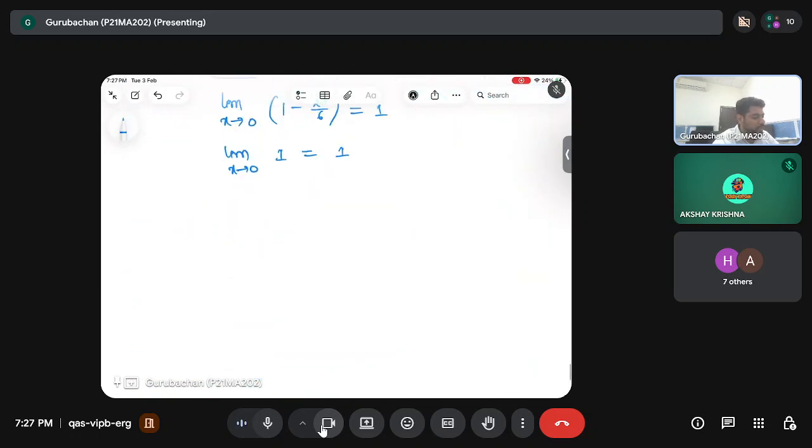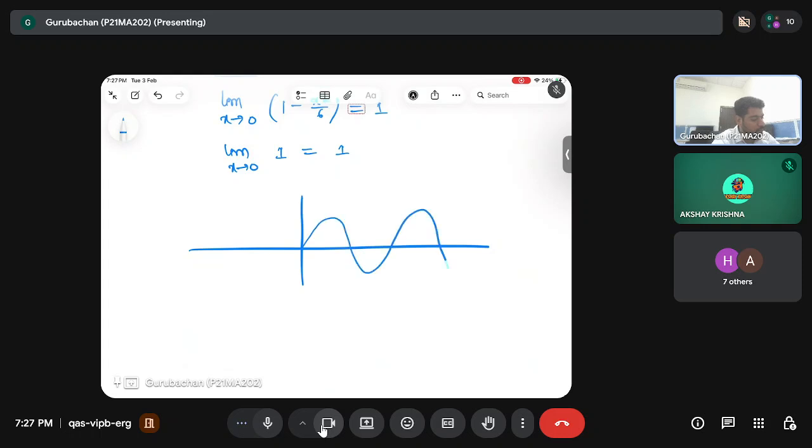So if you thought about it, what is the graph of sin x? This one, correct? Yes, sir. What is the graph of cos x? If you draw this one, yes. What is the graph of x? This one, yeah. And this is the graph of 1.